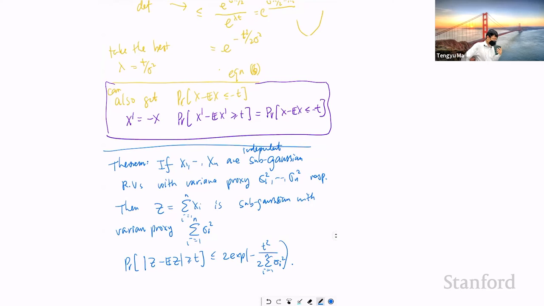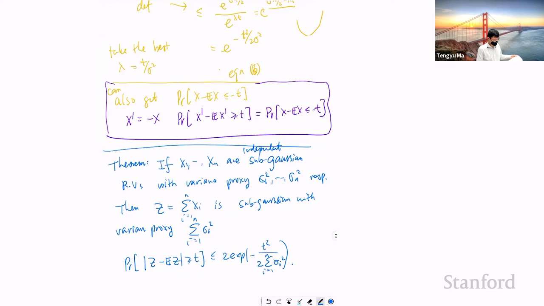So this is very useful and very important because now if you have a sum of independent random variables, and you want to know how fast the tail decays, you can look at whether each of them is sub-Gaussian. I'm going to prove this in a moment. The proof is actually just two lines, which is very cool.